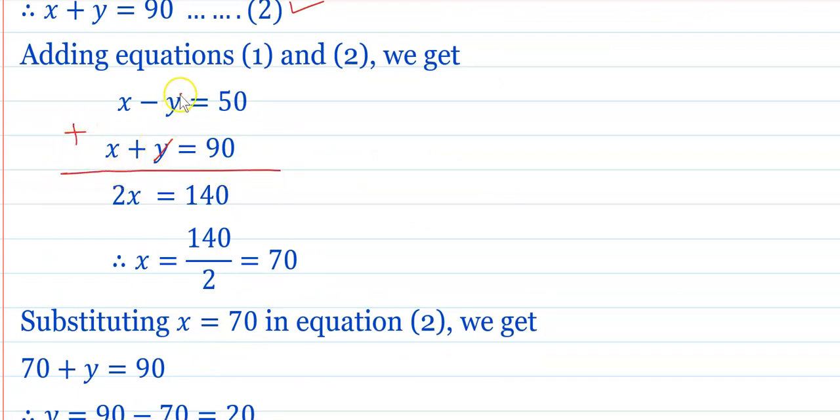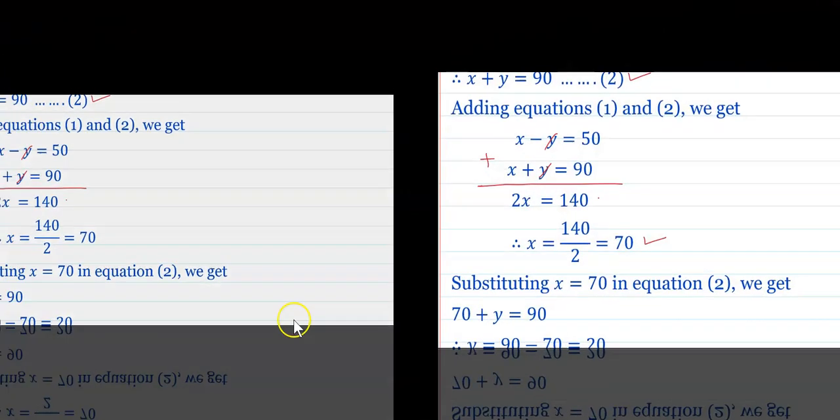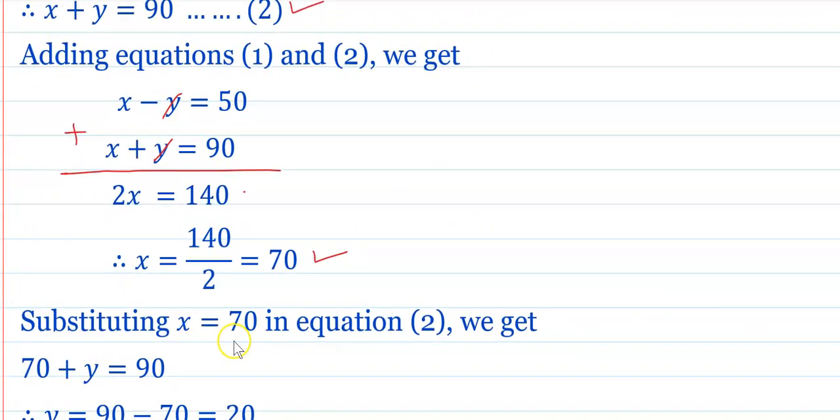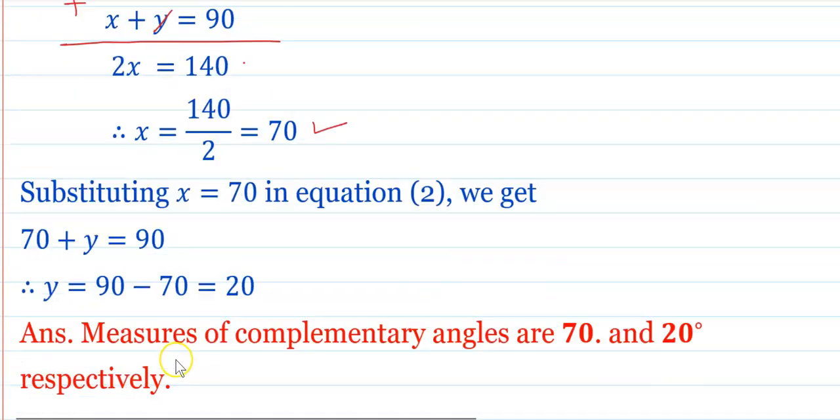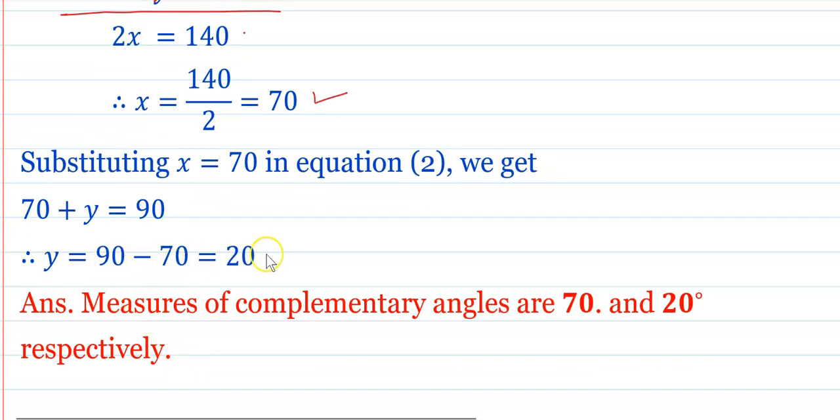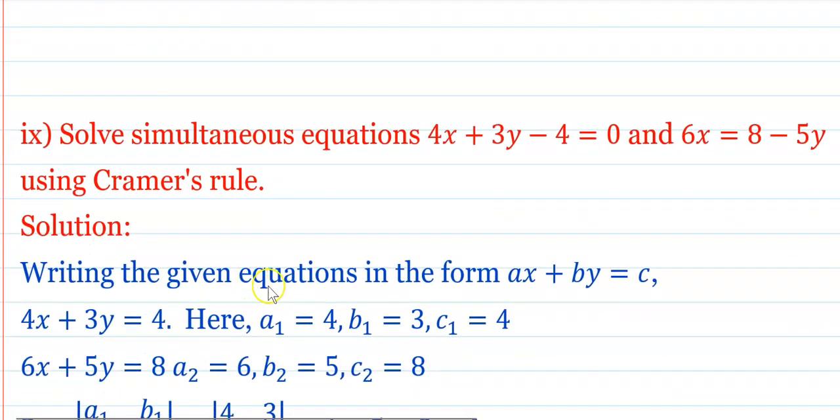This y will get cancelled. x plus x, 2x, 50 plus 90, you will get 140. Therefore, x is equal to 140 upon 2, x is equal to 70. Substituting x is equal to 70 in equation 2, that is 70 plus y is equal to 90, and therefore y is equal to 90 minus 70, you will get y is equal to 20. Therefore, the measures of complementary angles are 70 degrees and 20 degrees. Easy question. Next question.